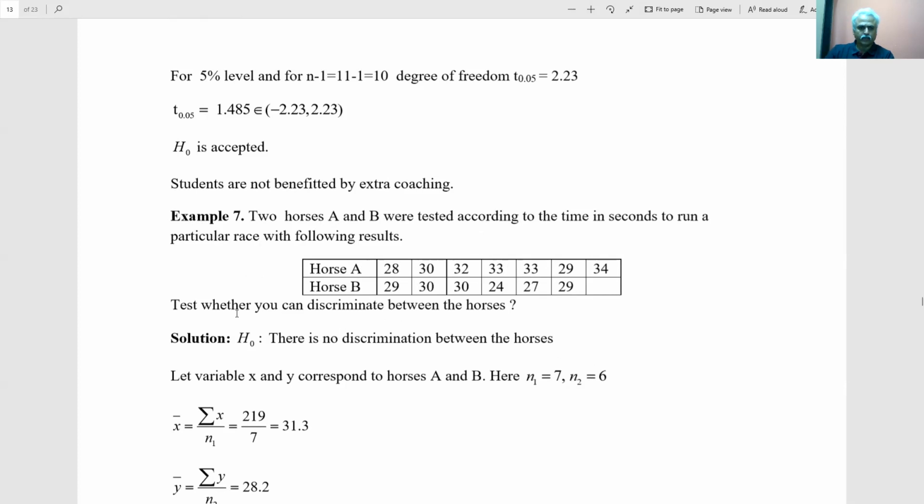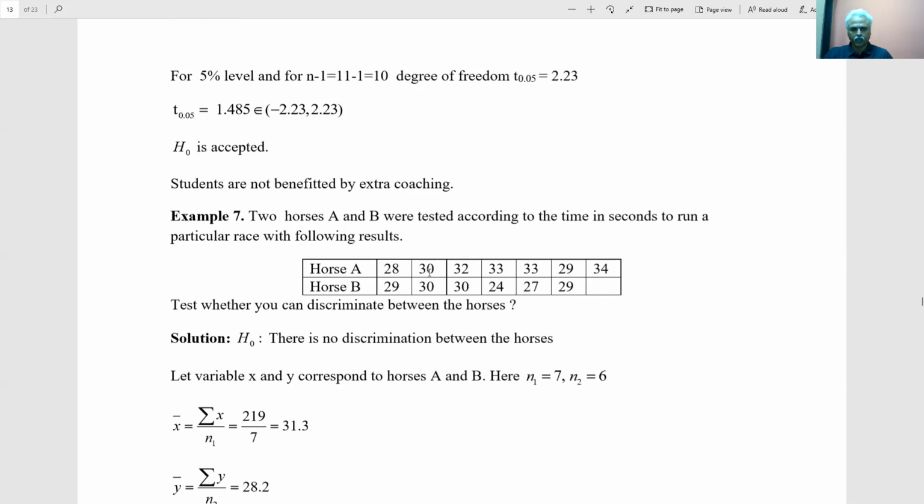Test whether you can discriminate between the two horses, whether the two horses are different. It is just like the previous example: whether test 1 and test 2 are different? No, we shall write there is no significant difference, or there is no discrimination between the two horses. See, this itself helps you to frame the hypothesis. Is there any difference? No, you should say first. There is no significant difference between the horses, or you can use the terminology: there is no discrimination between the horses.